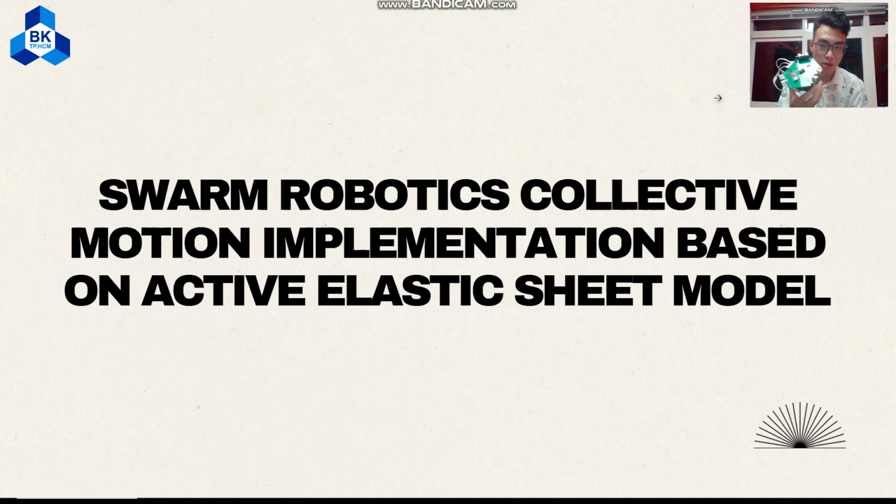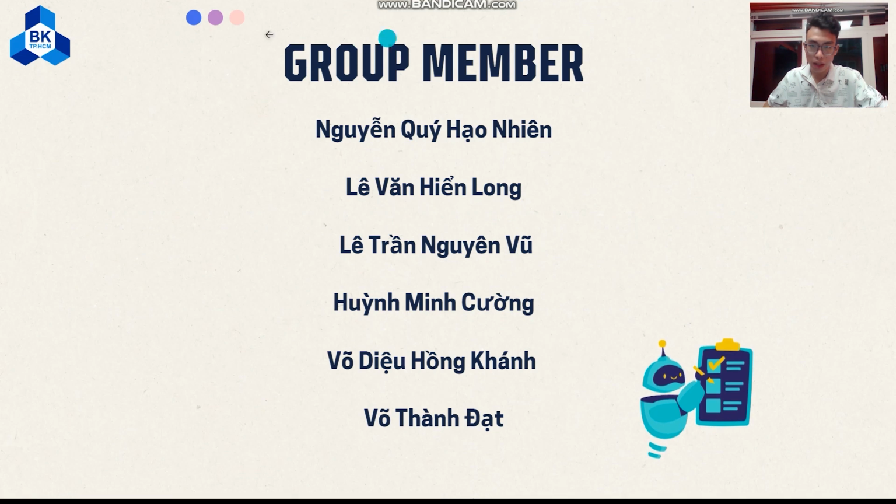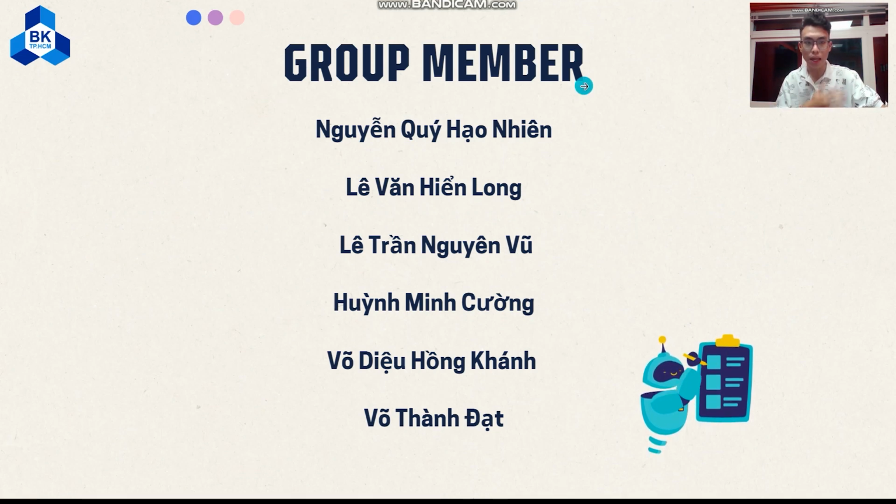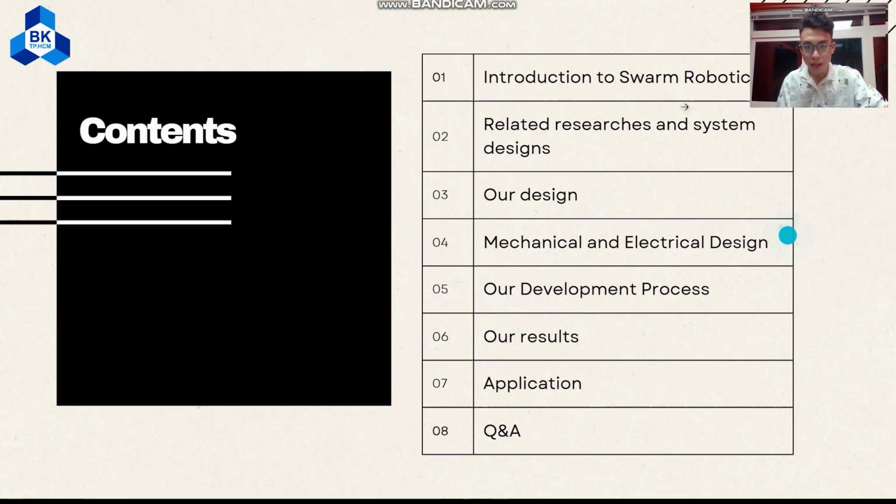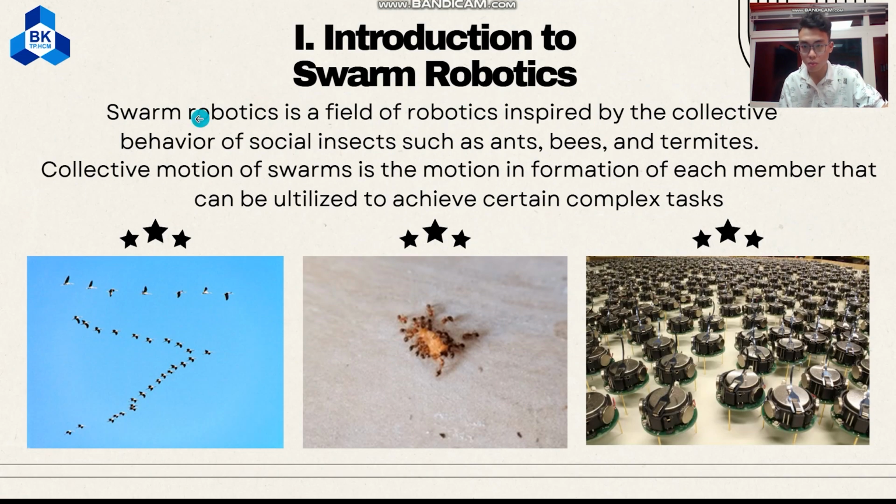So hello everyone, today I will be presenting about our robot product. This is the name of our project, Swarm Robotics Collective Motion based on the AES model. So these are our group members. My name is Nhiên, and these are the topics that we will be presenting for today. So what we are doing is about Swarm Robotics.